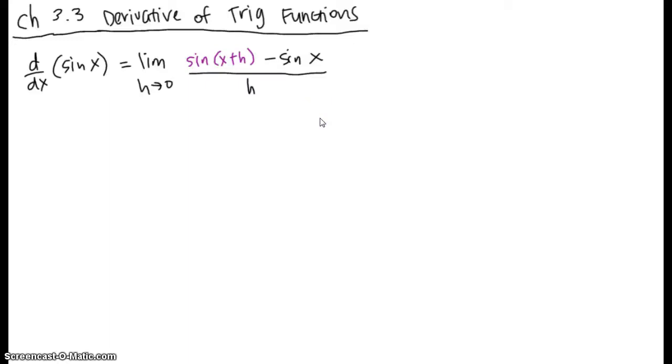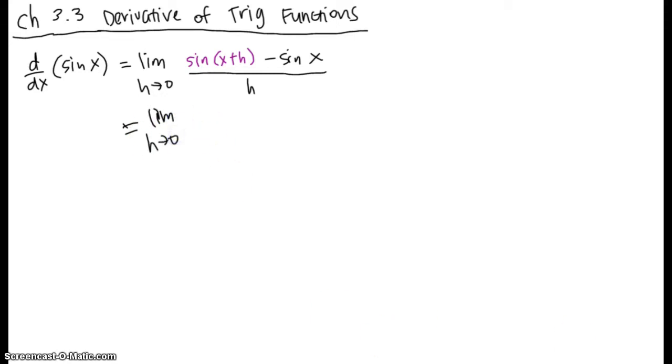All right, chapter 3.3 is the derivative of trig functions. Now we're going to start finding the derivative of trig functions. We're going to start with the derivative of sine x. I already plugged it in here into the limit definition, and now we're just going to simplify. Now this does require some trig review. As you can see on the right hand side of the page, I did write those trig review equations down.